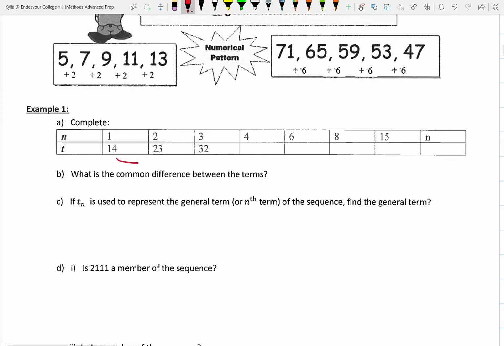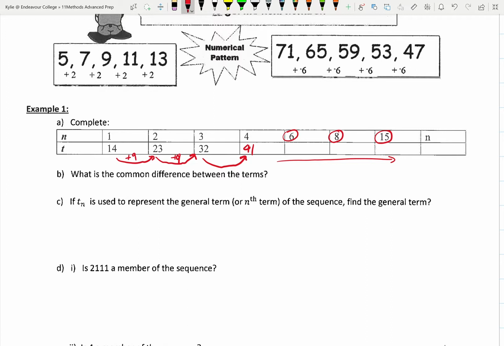You need to recognise that there's a difference of 9 between each of these two terms, which means to find the fourth term, we need to add 9, which is going to be 41. Be very, very careful. It's tempting to go and fill in the rest of the table, except that the numbers are not consecutive. So you need to make sure that you add on the right quantity of 9s to get the right answer.